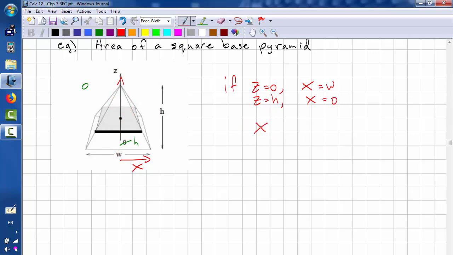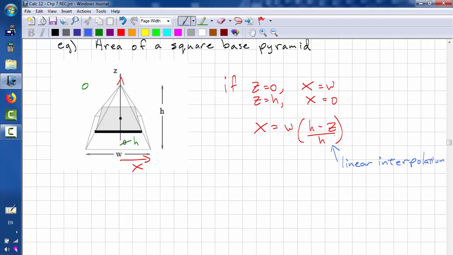So our function is w times h minus z over h. And this is our linear interpolation function, as we've done in Pre-Calc 12. This is a line. It's linear, and we're interpolating between this value and this value.